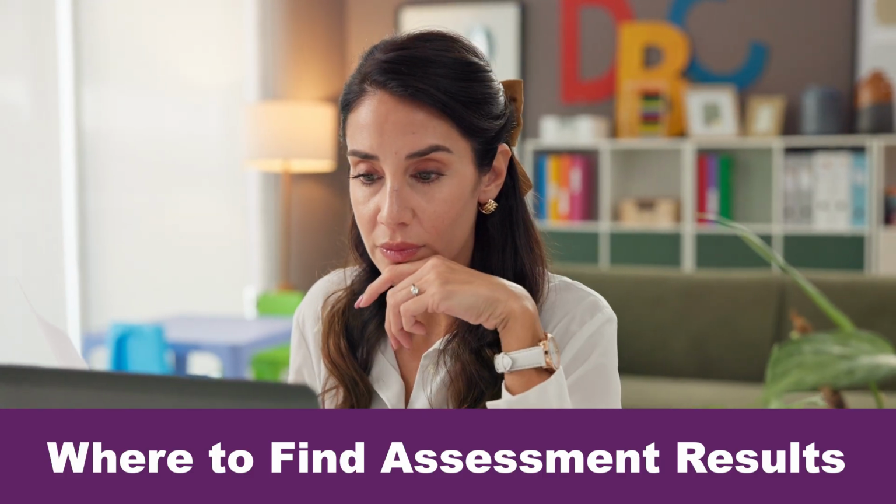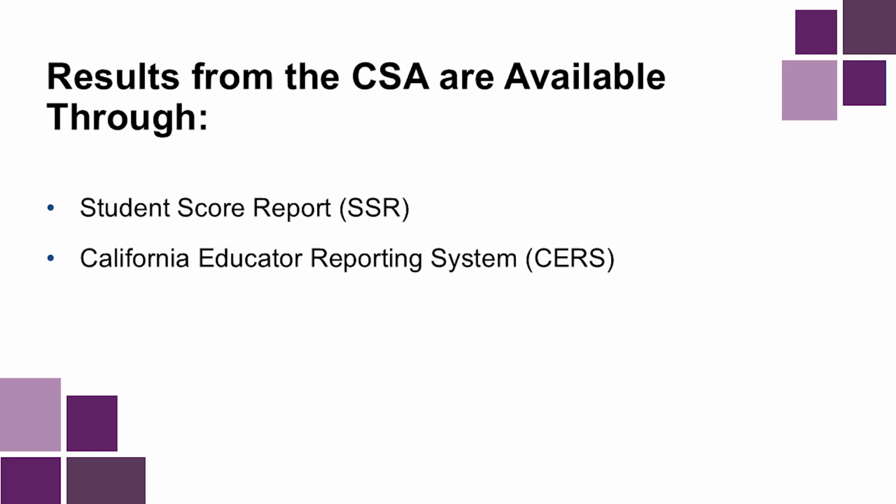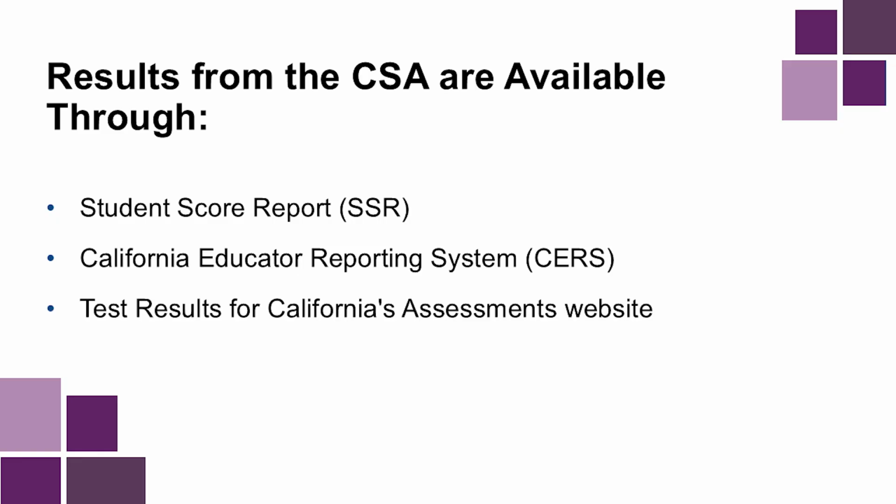Let's look at where to find assessment results. Results from the CSA are available through the Student Score Report, or SSR, the California Educator Reporting System, or CERS, and the Test Results for California's Assessments website. Let's look at each of these sources.